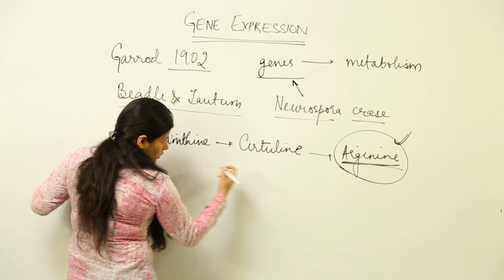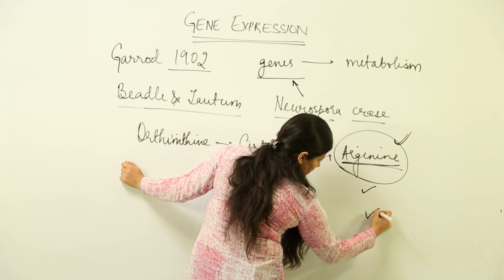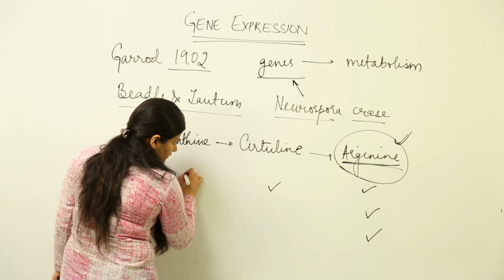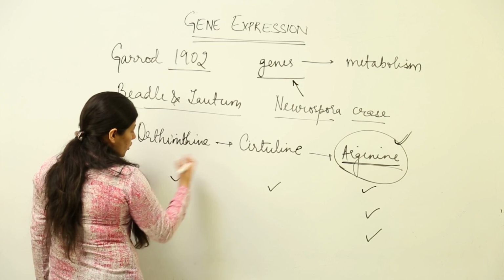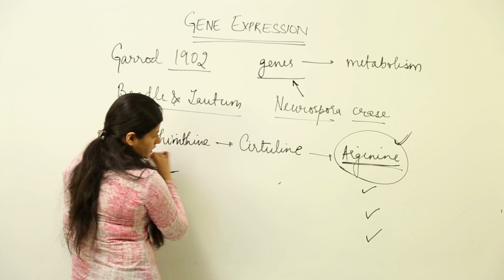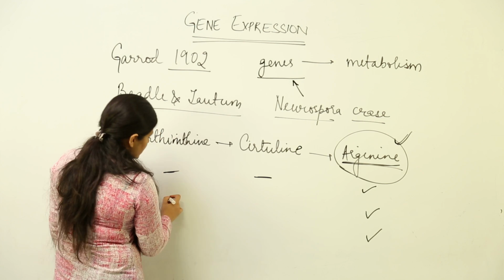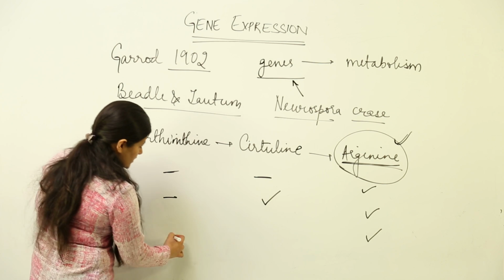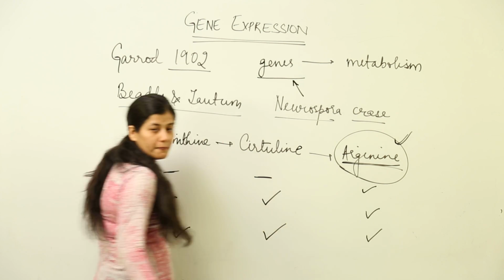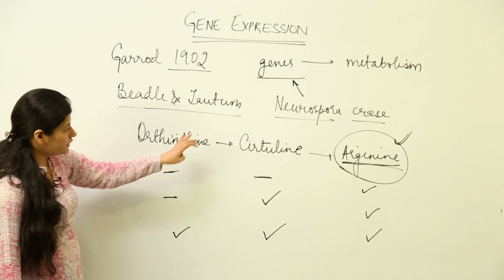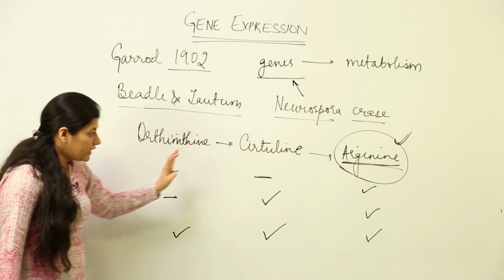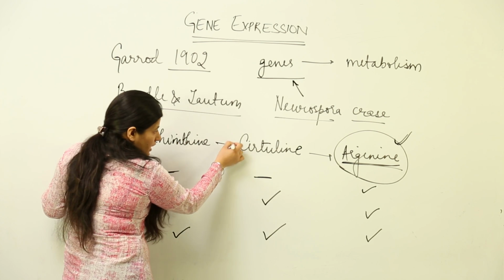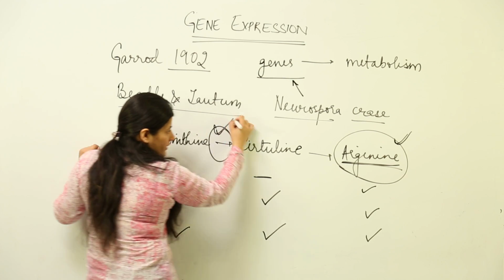There were certain mutants which survived in arginine. Type 1 mutants survived in arginine, but did not survive in ornithine or citrulline. The others didn't survive in ornithine, but they survived in citrulline and arginine. The last ones survived in all the conditions, all the media which contained ornithine, citrulline, or arginine. Now, because this is a metabolic process, it would be guided by certain enzymes at these stages.